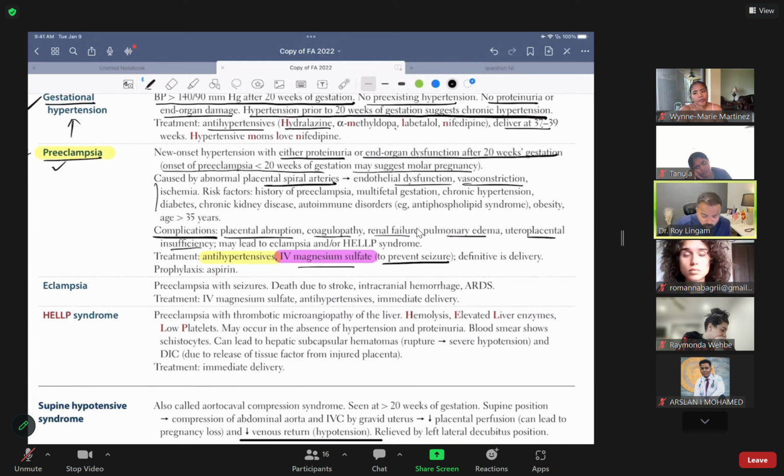Now, if I give you the question of preeclampsia and I ask you, what is the definitive treatment? Definitive treatment means the best. Baby comes out.